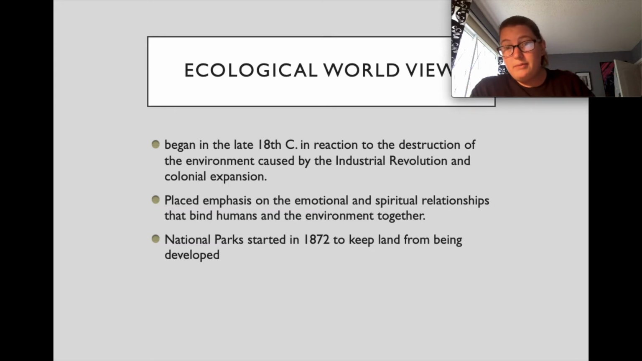And then in the late 18th century, there was a reaction to the destruction of the environment, because they started realizing that this colonial expansion was not limitless. There was a limit. The colonies that they came into had emotional and spiritual relationships that bind humans and the environment together. We saw this with the Aboriginal peoples in North America, as well as the other colonies.